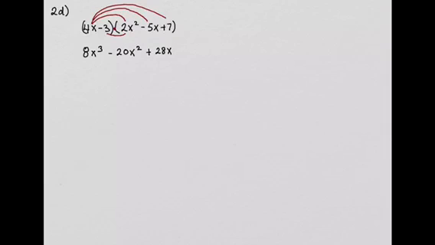There's nothing else to distribute to the 4x, so now I move to the negative 3. Negative 3 times 2x will give me negative 6x squared. Then if I do negative 3 times negative 5x, that will give me a positive 15x. And finally, the negative 3 times the positive 7 will give me negative 21.